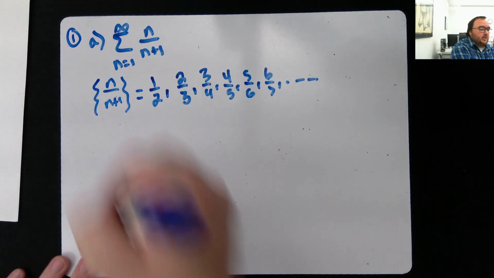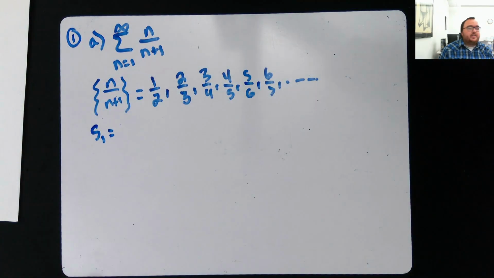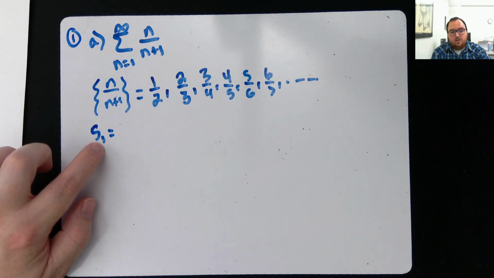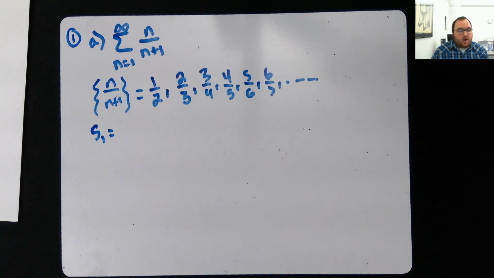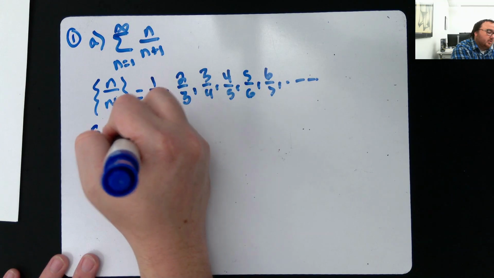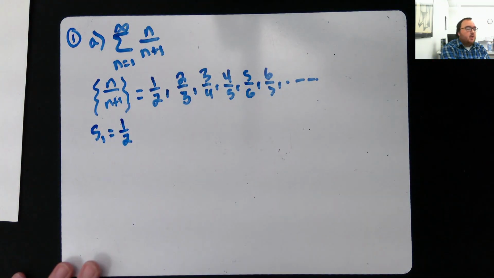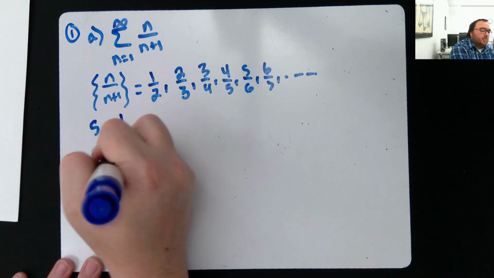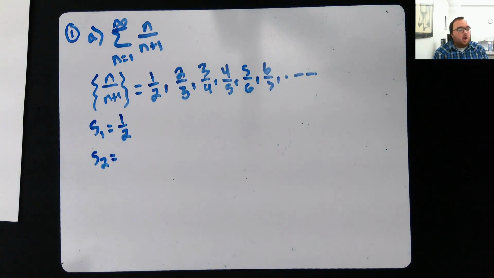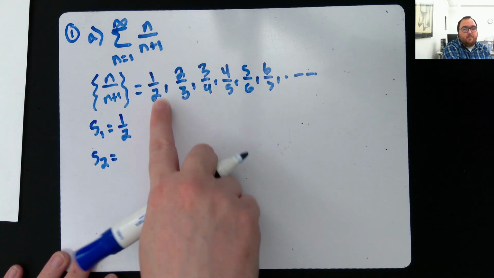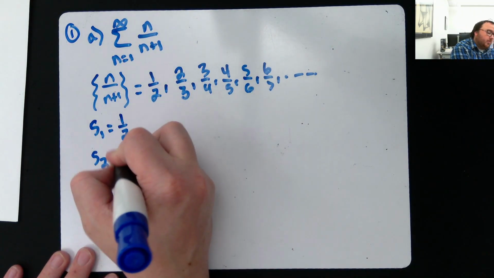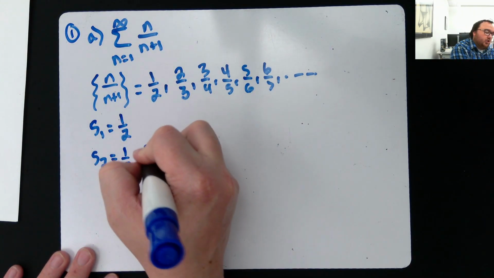First things first, let's do S1, which is the sum of my first term. Well, that's just my first term, right? The sum of my first term is just my first term. So S1 is 1/2. Easy peasy. S2 is going to be the sum of my first two terms. My first term is 1/2, my next term is 2/3. So I'm doing 1/2 plus 2/3.